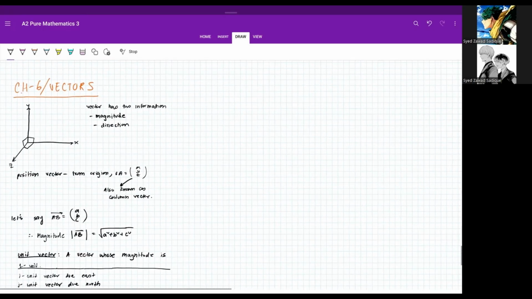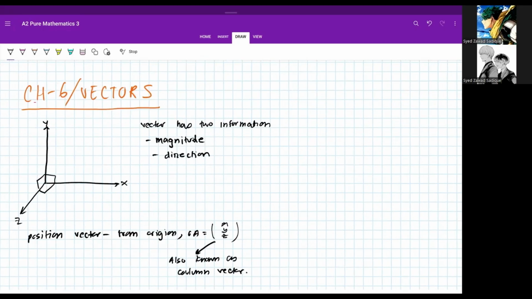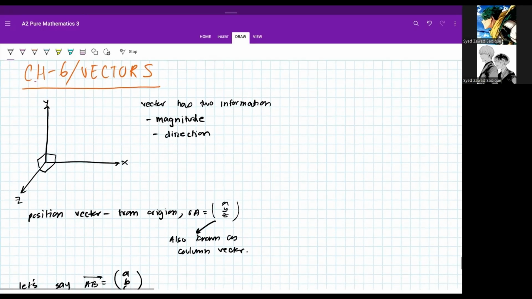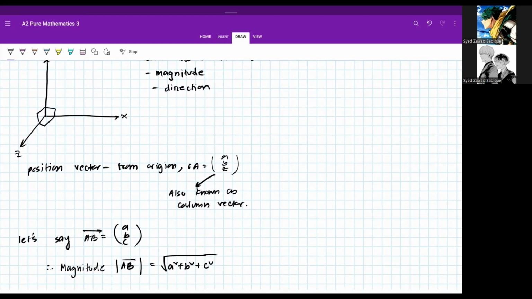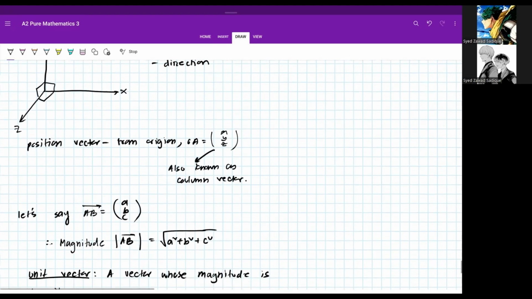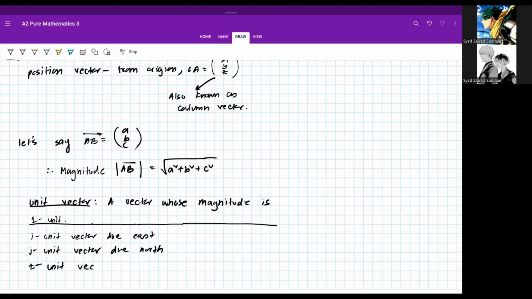To start with, you have to understand that in O levels and in AS, we only had 2 dimensions, the x-axis and y-axis, and now we're introduced to the z-axis. A vector has two key pieces of information, magnitude and direction. The position vector is from the origin. For example, OA equals (x, y, z). This is also known as a column vector. Let's say AB is the vector (a, b, c). The magnitude of AB is root a squared plus b squared plus c squared.